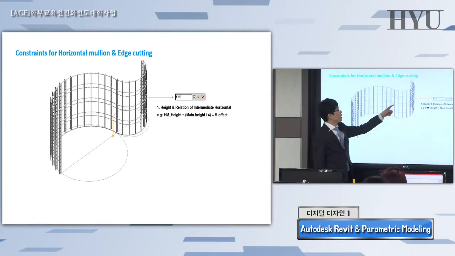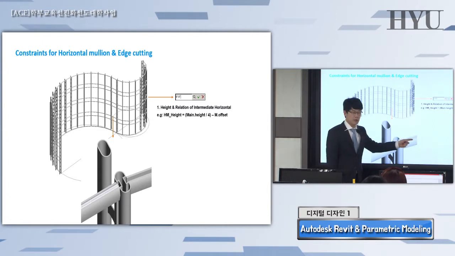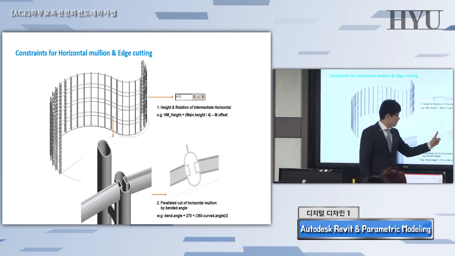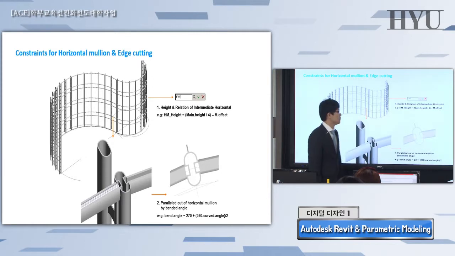Also, the horizontal bars can be defined by specific height, specific position based upon the total amount of height. And there are some more detailed issues. Take a look at this one, the section. Those two bars are horizontal bars, and within this bar, the window glass is going to be installed. But if this one has an angle, the cut of this edge should be something different, according to the angle.